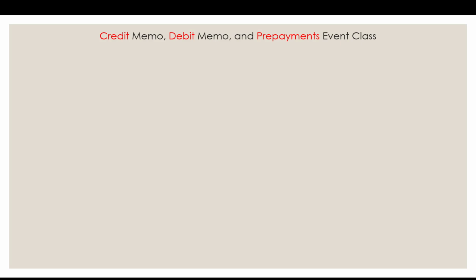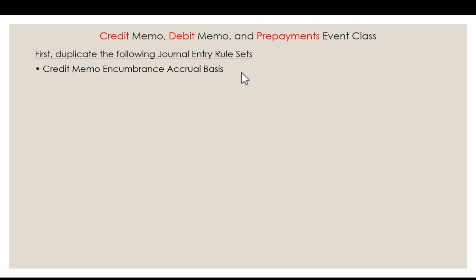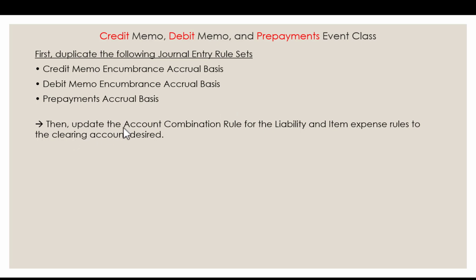What about credit memo, debit memo and prepayment? Again, you have to first duplicate the following journal entry rule sets: credit memo encumbrance accrual basis, debit memo encumbrance accrual basis, prepayment accrual basis. Then update the account combination rule for the liability and item expense. The same as you did for the invoice, you will do for credit memo, debit memo, prepayments.